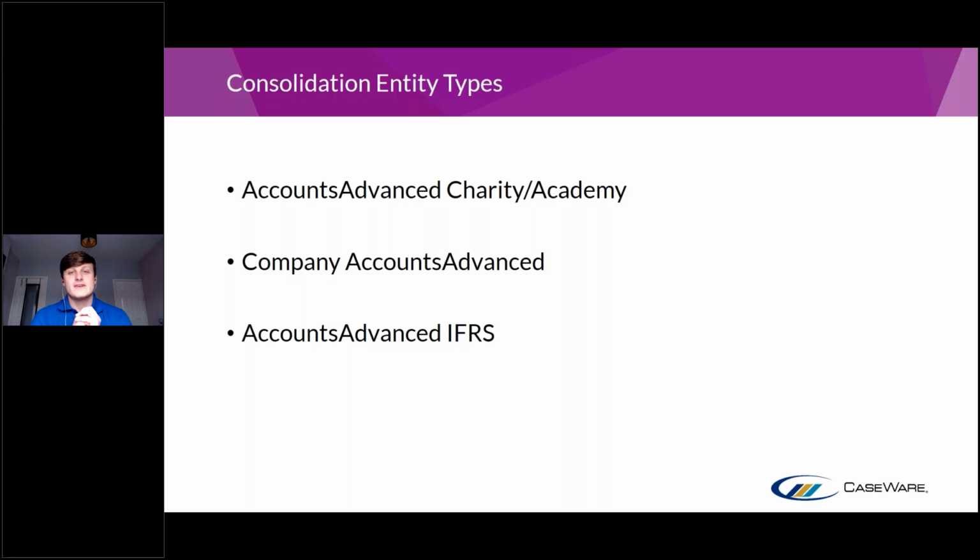And finally, the Accounts Advanced IFRS template. So if your parent company is reporting under IFRS, then you can consolidate that with a subsidiary that is also reporting under IFRS, or if the parent company is FRS 101, then you can create a group IFRS file with the parent FRS 101 notes and disclosures built into that file.